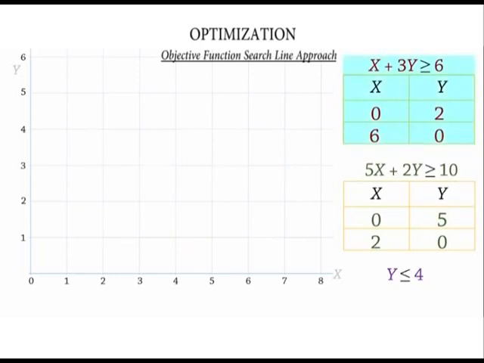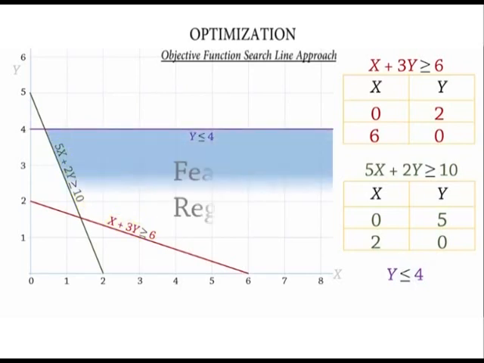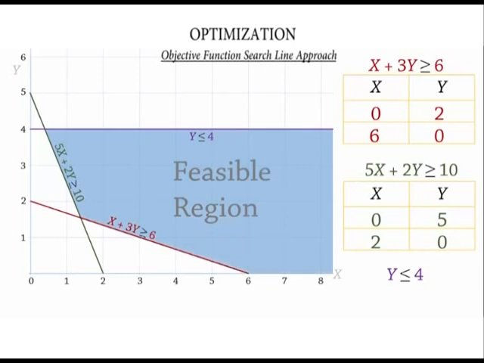For the first constraint, we have the points 0, 2 and 6, 0. We join the 2 and form a line. For the second constraint, we have points 0, 5 and 2, 0. We join them and form the line. For y is less or equal to 4, the line is simply at y is equal to 4. If you take the test point for each line and shade off the unwanted region, you will have this as the feasible region. Now, we know that the optimal solution for this region will occur at the extreme or corner positions. Let's label them A, B, and C.